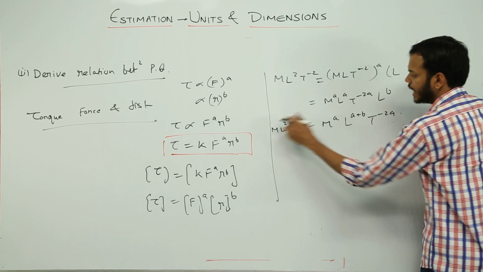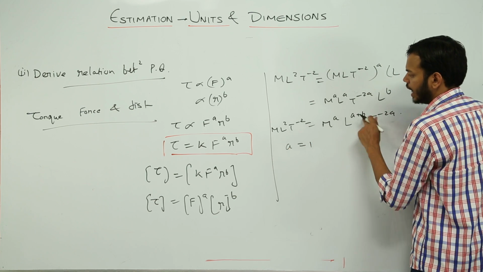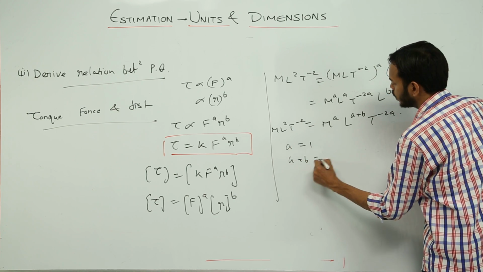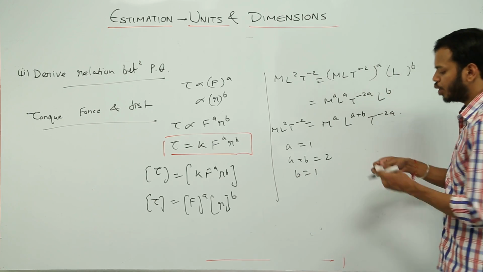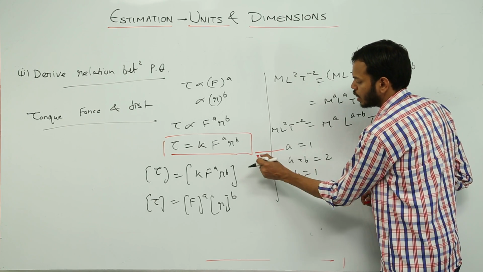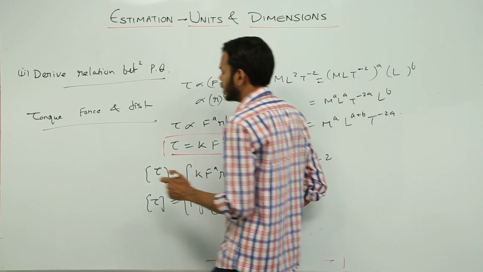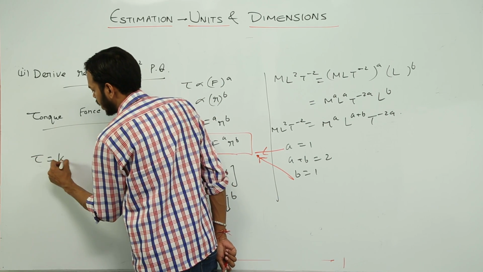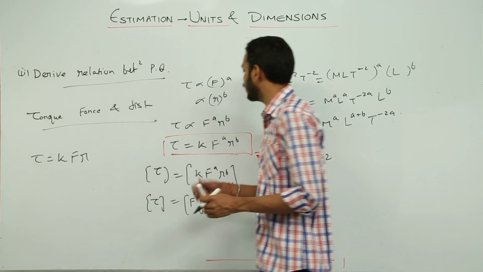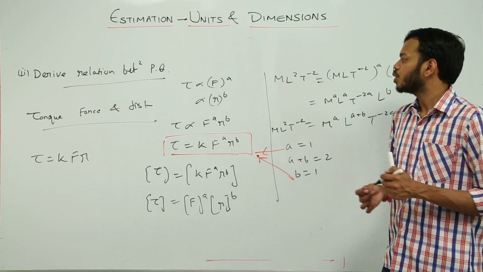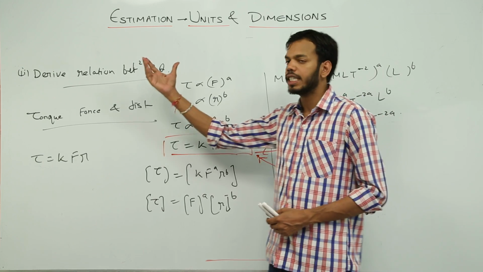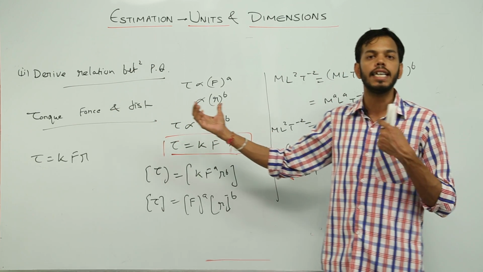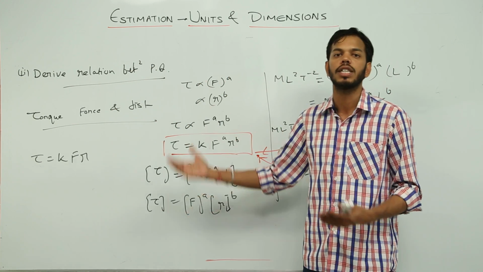Equate the powers, I'll get A is equal to 1 and A plus B is equal to 2. That means A is equal to 1, B is also equal to 1. So just put these two values in this equation. I'll get the formula straight away, that torque is equal to k times F into R, because both the values of A and B are coming out to be 1. So this is how you derive the equation or the relation between any physical quantities and derived quantities using dimensional analysis.